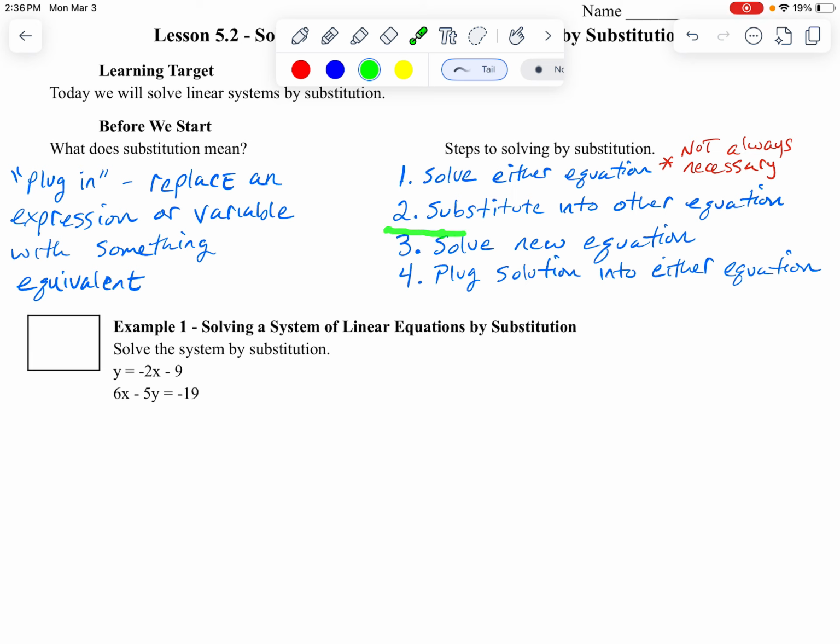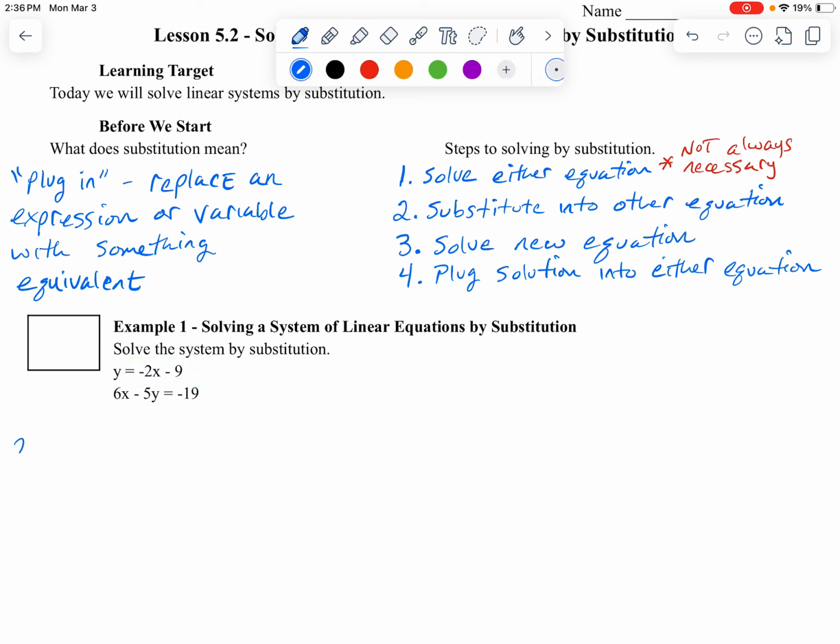Step two, substitute into the other equation. So usually in the past, when you've substituted, you have like x equals 5 or y equals some number, and we're just plugging that in. And now we're going to do it with an entire expression. And since y equals all of this, I'm going to substitute all of that in for y.